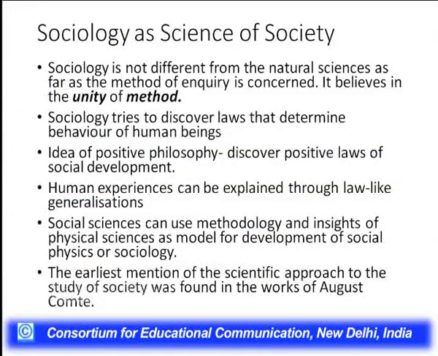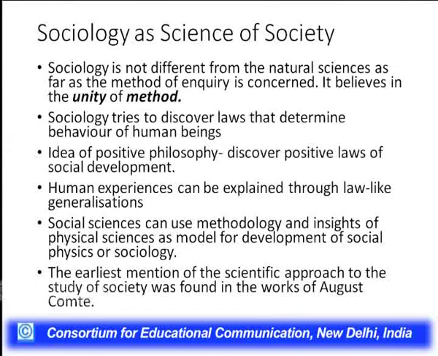When we look at sociology as a science of society, sociology is not different from the natural sciences as far as method of inquiry is concerned, and therefore it is considered in terms of a unity of method: both natural science and sociology are trying to do the same thing, that is, they try to discover laws that will help to interpret the behavior of human beings.